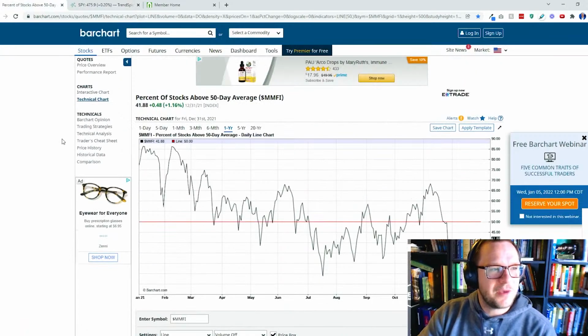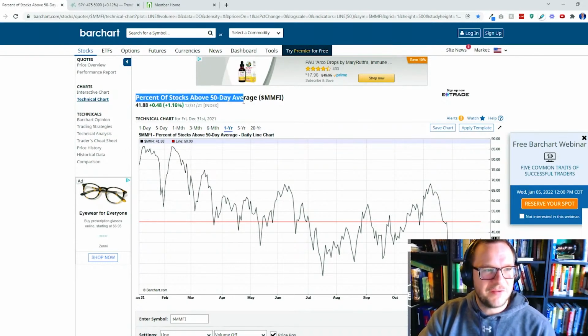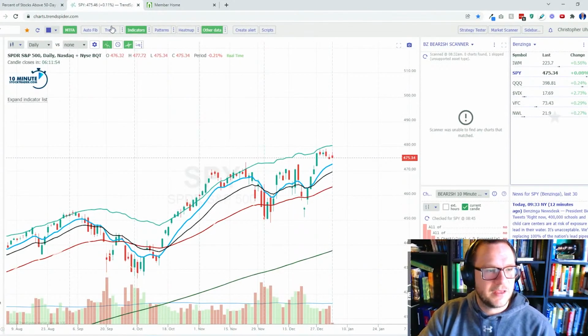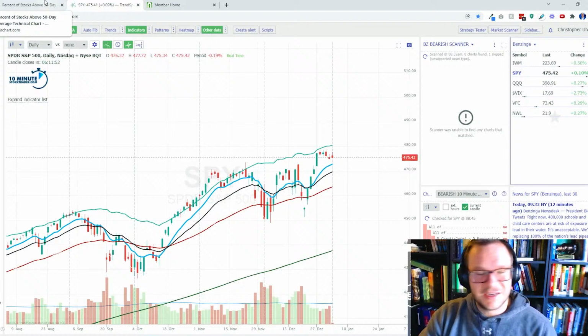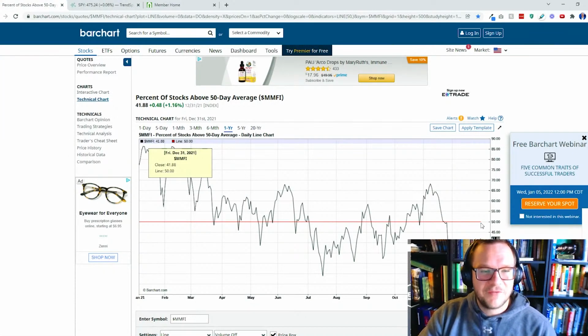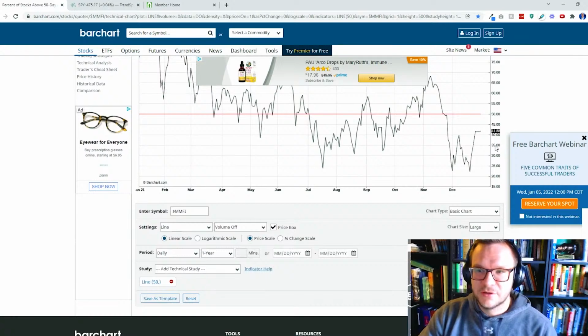Second, look at the MMFI. You're going to have to Google it and find it, but that's the indicator you want to see. The MMFI is the percent of stocks in the S&P 500 that are over their 50-day, which is, for my charts, the red line. The 50-day is a really easy line in the sand to say if something's bullish or bearish. When half of those stocks are over 50%, that's when we look to go long.